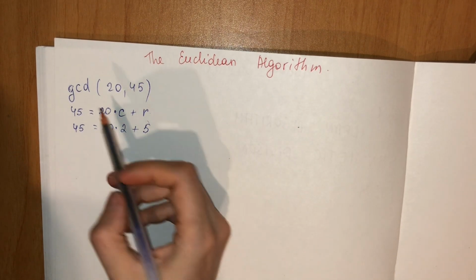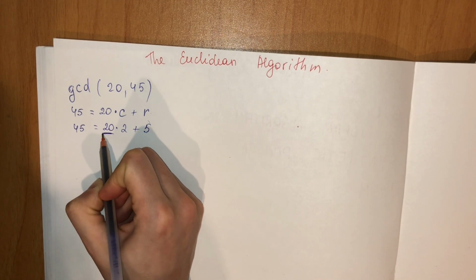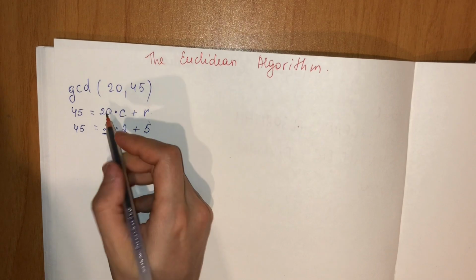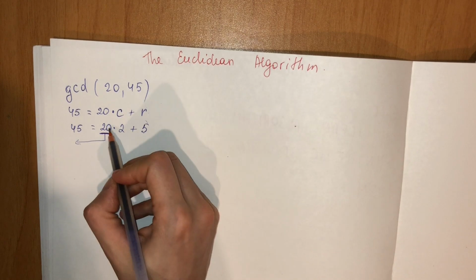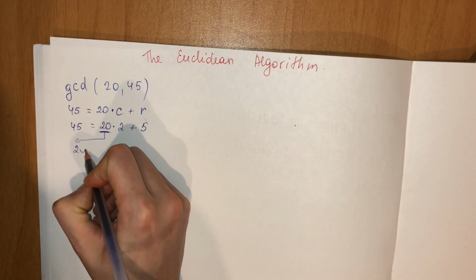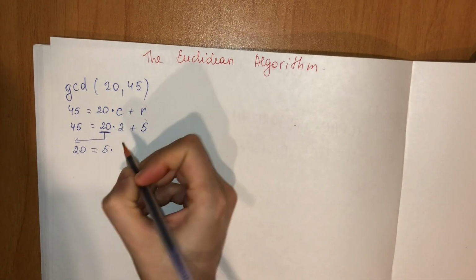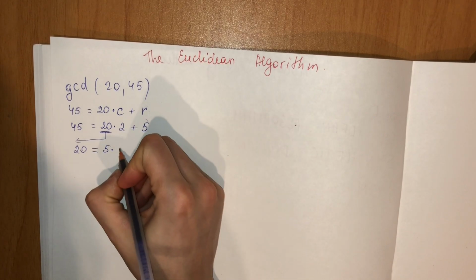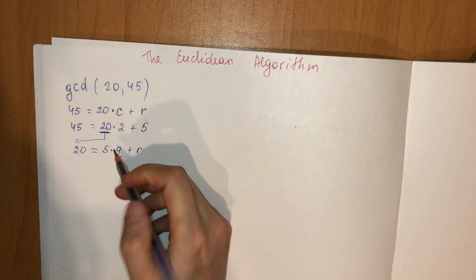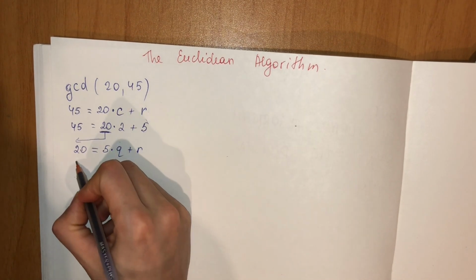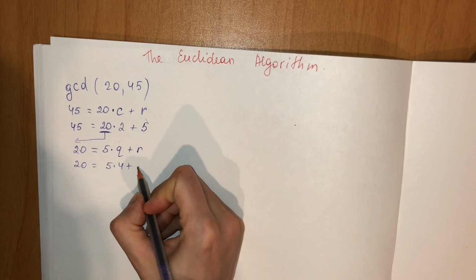So we write the remainder 5 in the position of 20. So 20 is equal to 5 times some number Q plus R. It's clearly seen that 20 is equal to 5 times 4 plus 0.